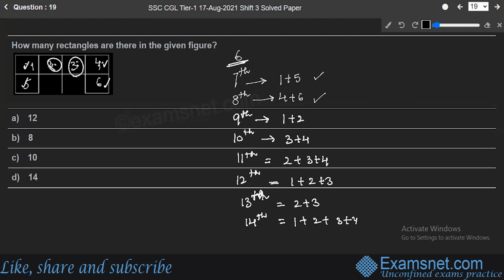14 is a combination of 1 plus 2 plus 3 plus 4. So in total, you have 14 rectangles in this question, and our answer to the question is option D. I hope you are clear with this, right?